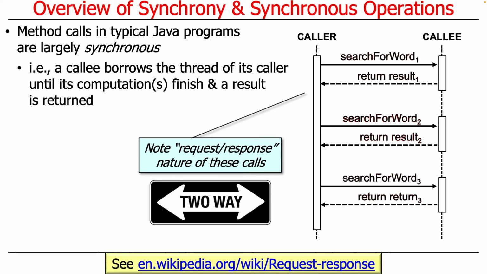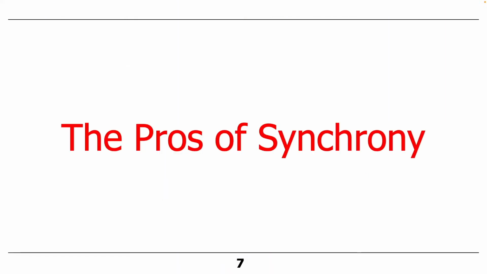The basic idea here is these are request-response interactions. You can read more about request-response here, but basically you make a call, you block the caller, the callee does the thing, returns the result, you go on and do the next thing. These are two-way synchronous calls.